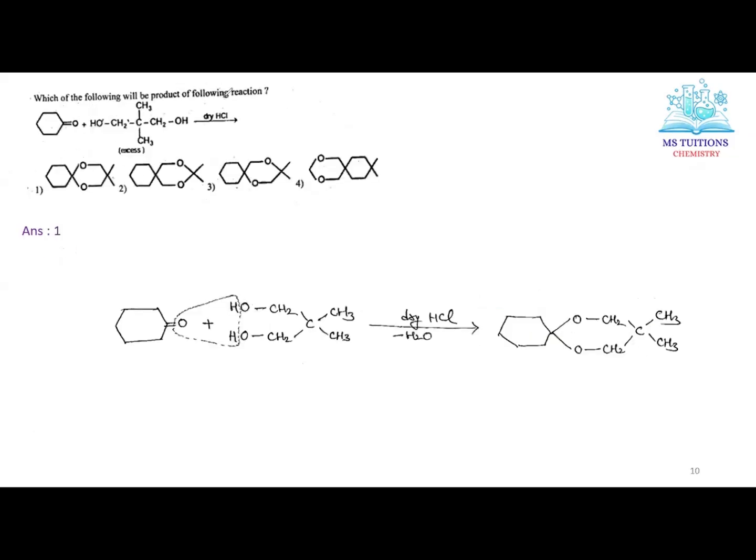Which of the following will be the product of the following reaction? So these two are reacting together. What happens here? The first carbon has an OH group, and the last carbon also has an OH group. I have written this compound in this manner just for our convenience. Assume this is the first carbon, and this is the last carbon having the OH group. H2O is going out from here, and this compound will be formed. So option 1 is the correct answer.